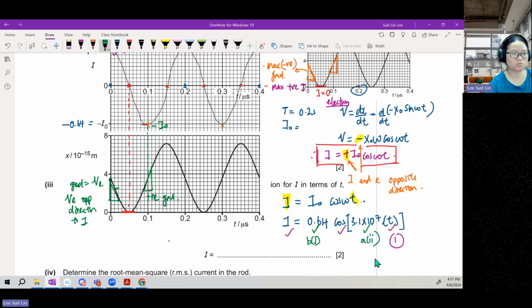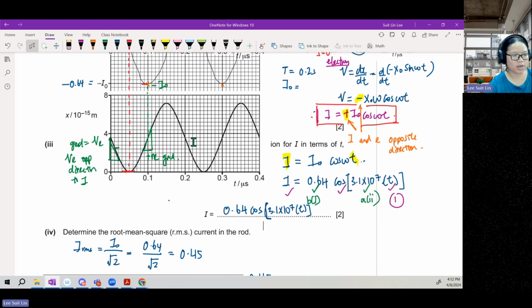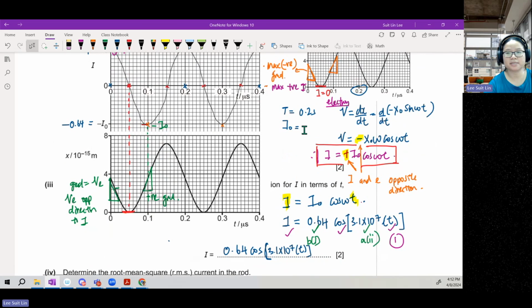All right. So on my equation line, I will straight away write this one: 0.64 cos 3.1 times 10 to the power of 7 t. 2 marks. Okay, we have already determined the root mean square. So the difficulty lies in deciding whether you should draw a sine graph or a cos graph. You can use gradient to help you, but if you are a little bit more capable, you can definitely use differentiation to help.